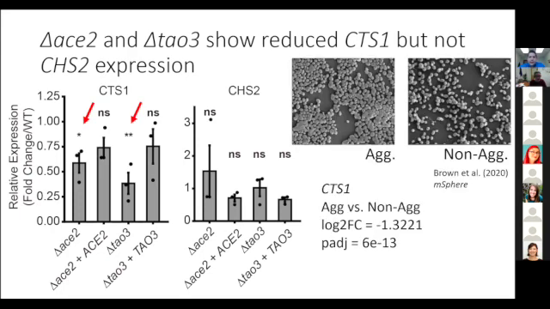This was interesting to us because we were able to mine some publicly available data about a naturally occurring aggregating isolate. Based on publicly available RNA-seq data, we identified that the same chitinase CTS1 gene was significantly downregulated in the aggregating strain relative to a non-aggregating wild-type counterpart, which may suggest that the naturally occurring morphology may be driven by dysregulation of septum-degrading genes such as CTS1.